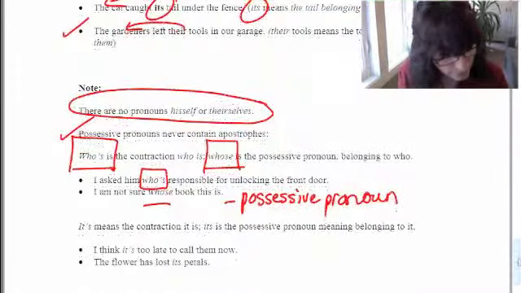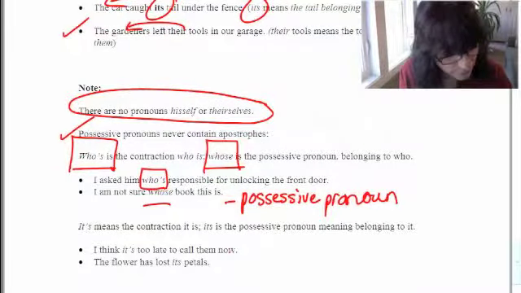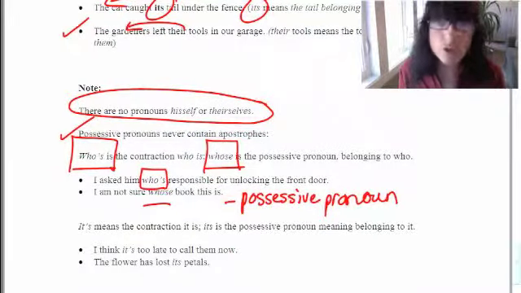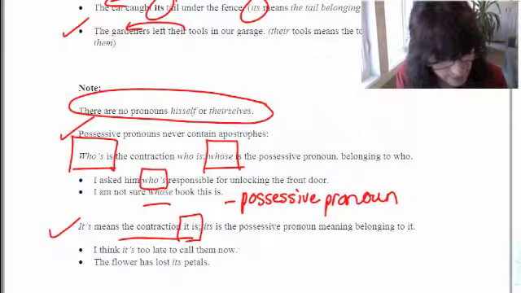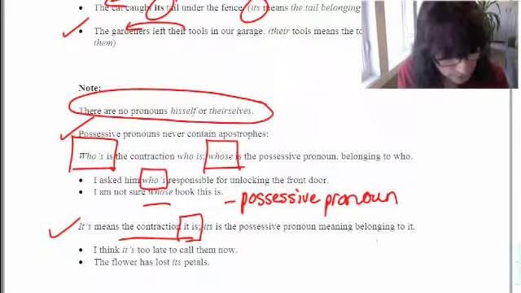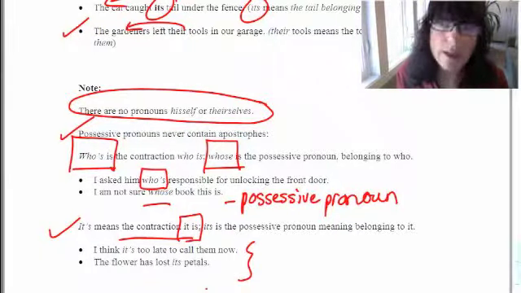And another example I included was it's and its. Which one is the possessive pronoun? Which one is the homonym? It apostrophe s is the contraction. The apostrophe means it's two words. It means it is. This its means the possessive pronoun belonging to it.